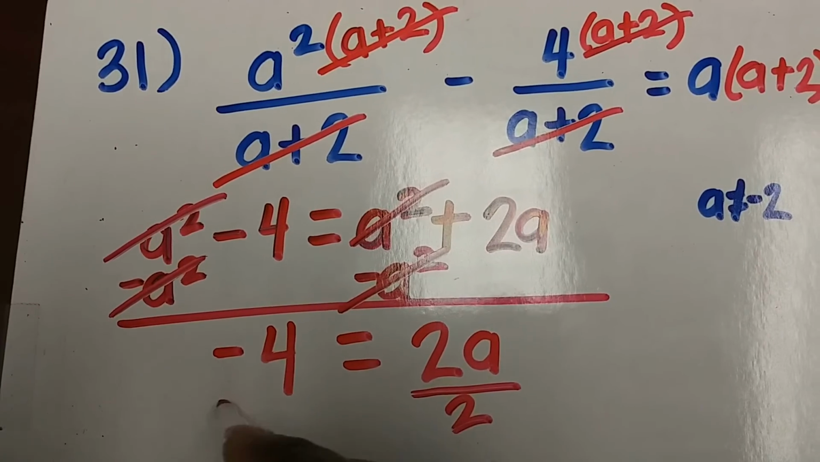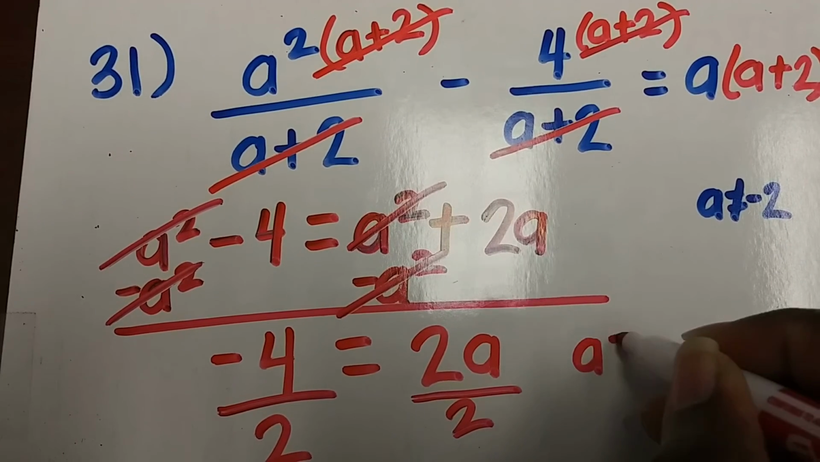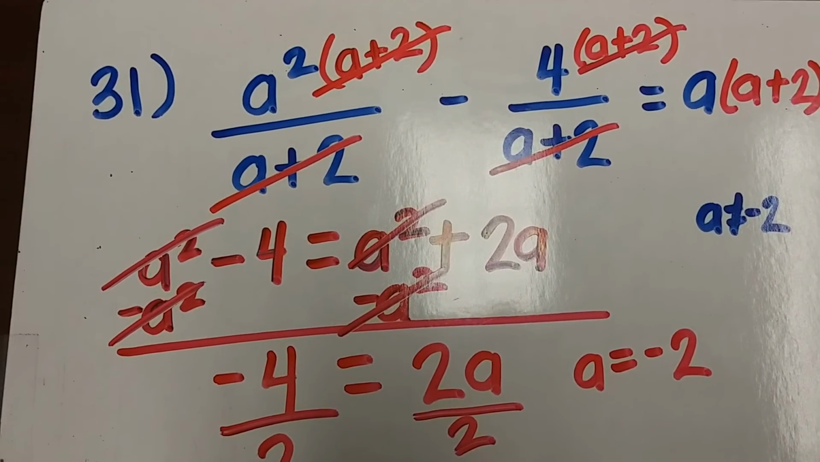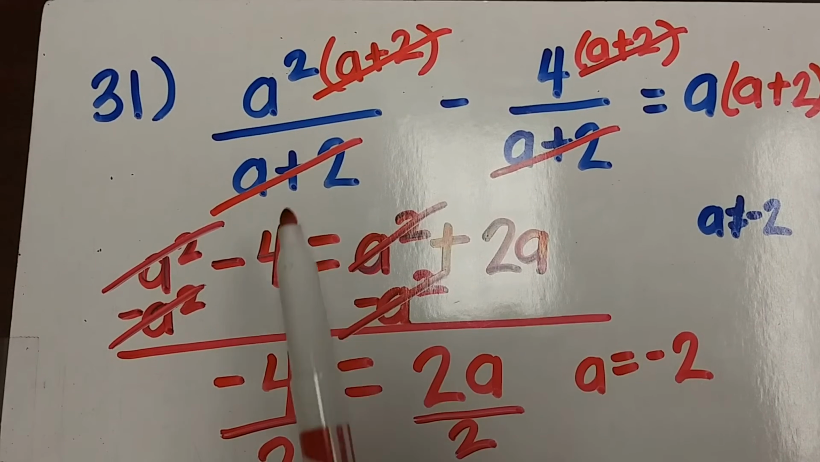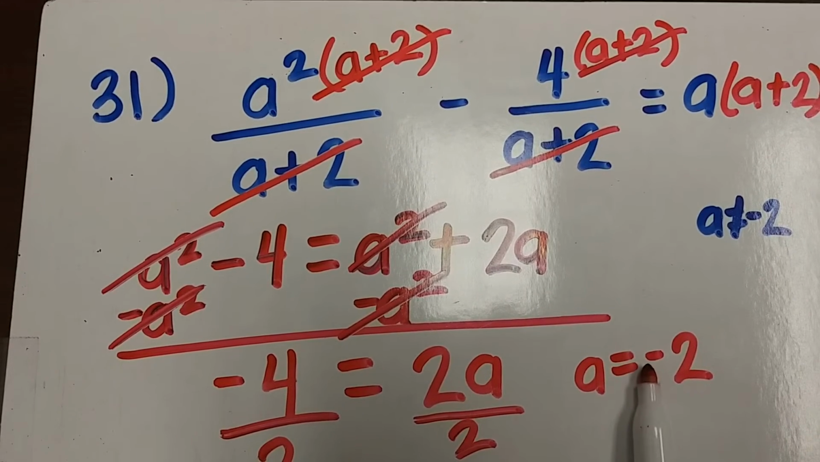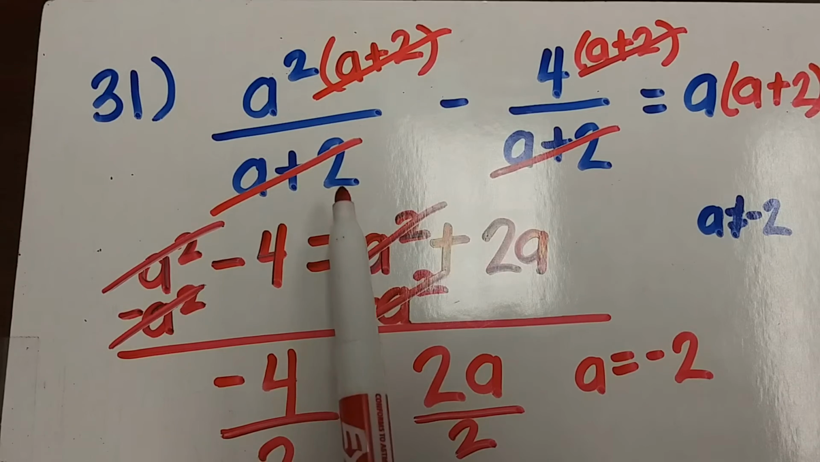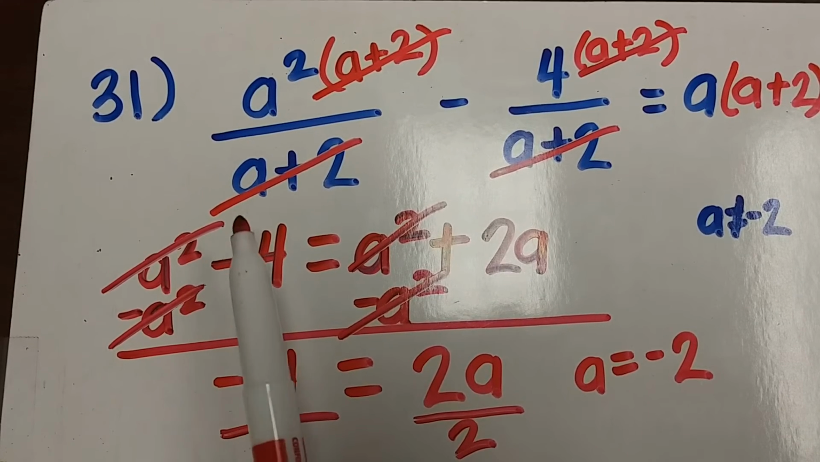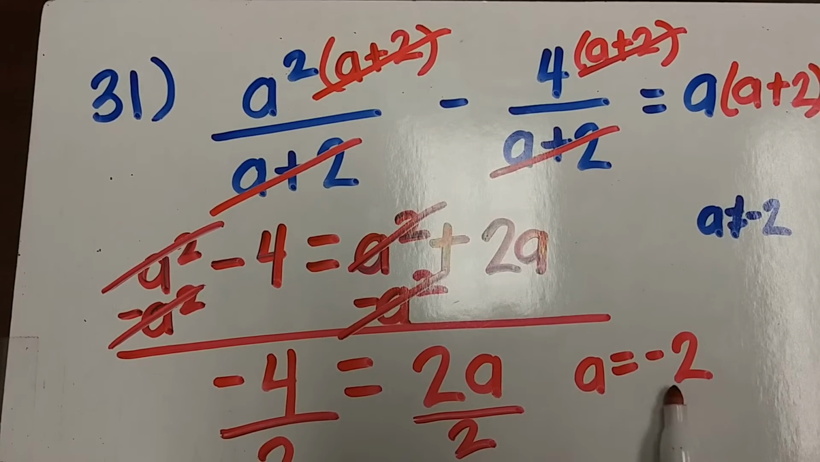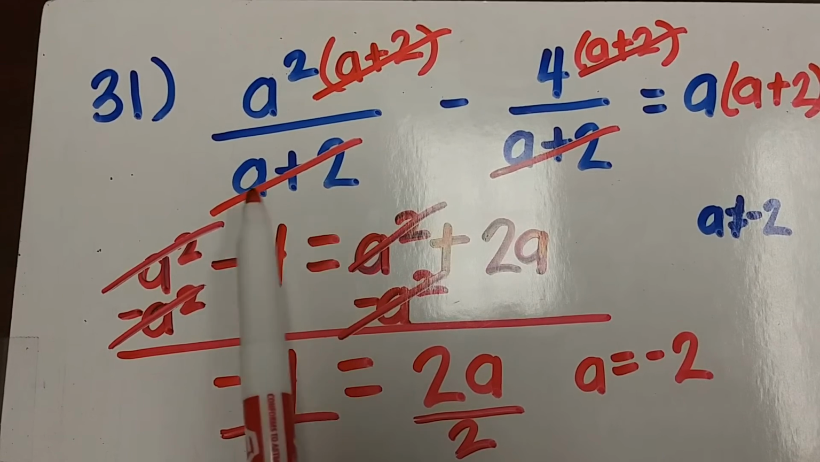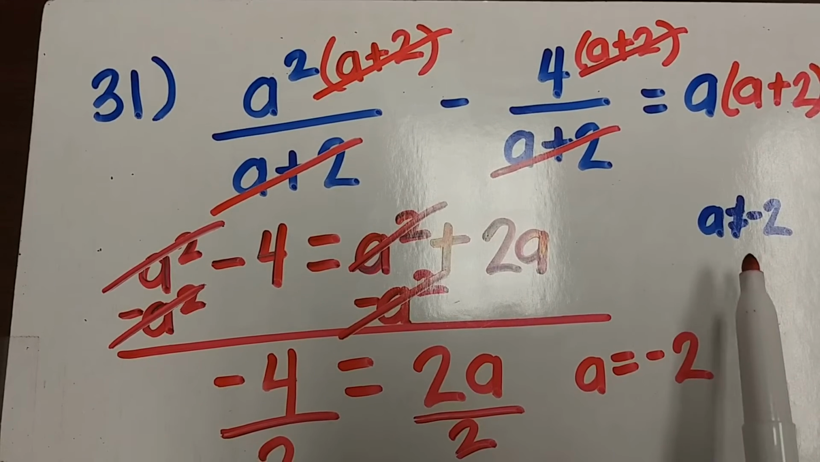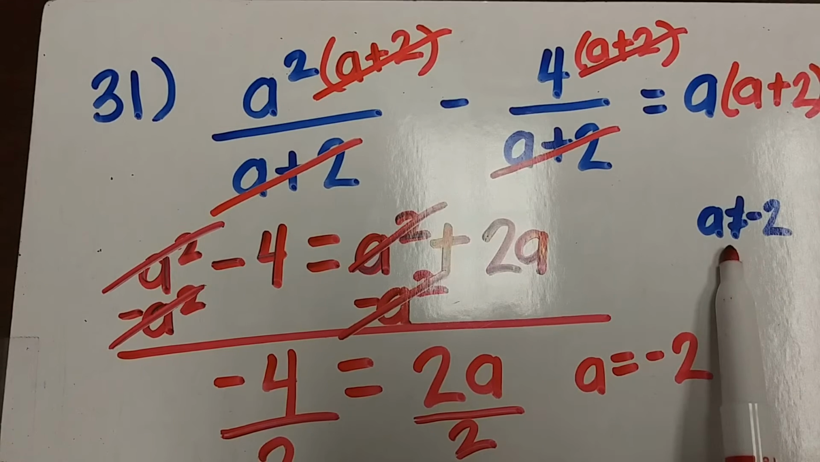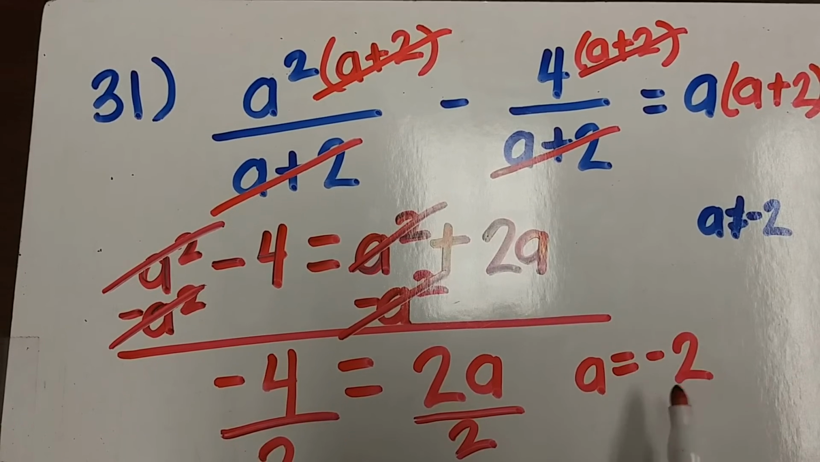Divide both sides by 2. So a equals negative 2. But what did we say earlier? If I plug in negative 2 for a, in my denominator only, don't worry about the numerator because we're checking for extraneous solutions, 2 minus 2 in my denominator equals 0. A cannot equal negative 2. A can be any number I want except negative 2 because it's a problem there.